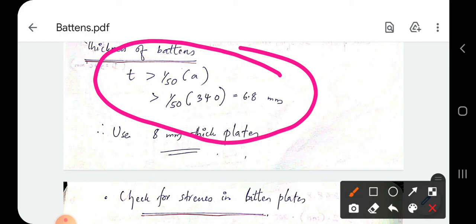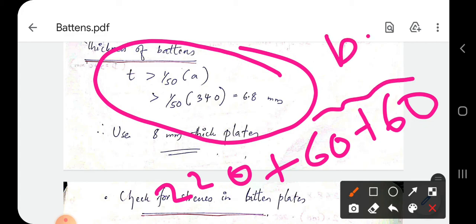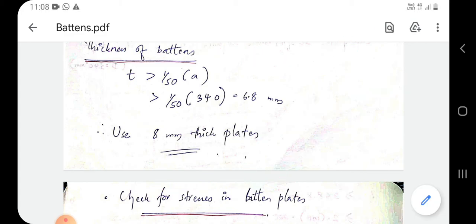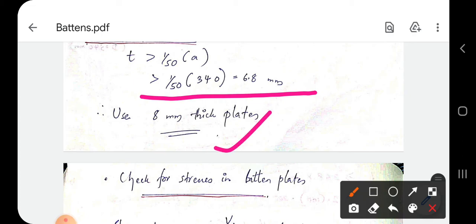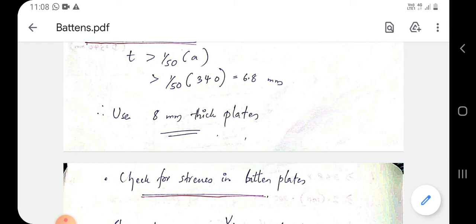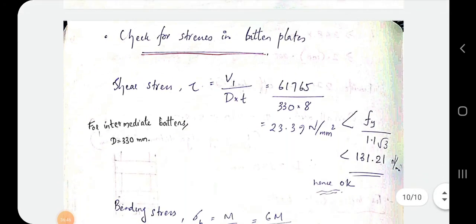So the distance is equal to clear distance 220 plus 60 plus 60, the central distance of bolt groups. So we already found that before, that value is 340, and it is found that T should be greater than 6.8 mm. So provide 8 mm thick plates. So we got the width also, and thickness is 8 mm. Now we will check for stresses.